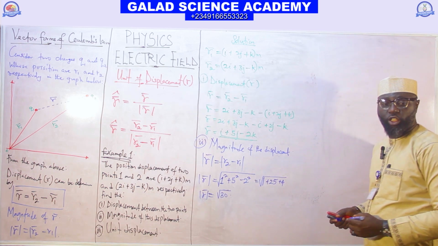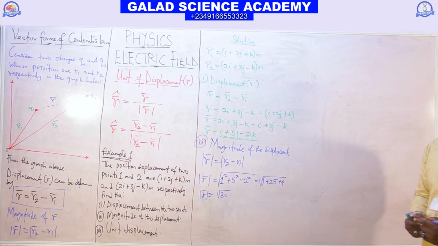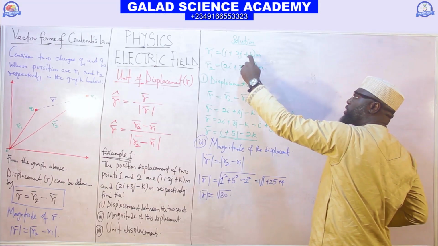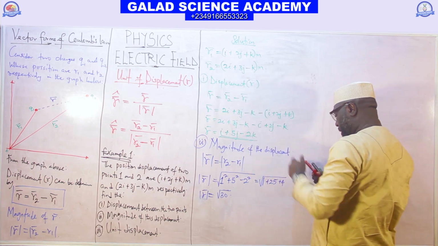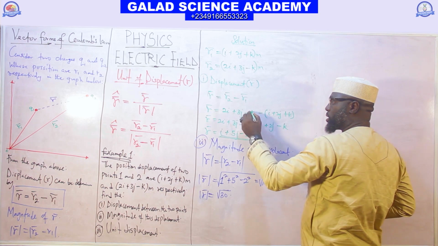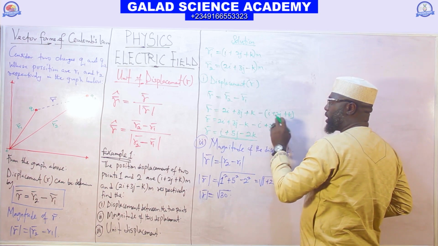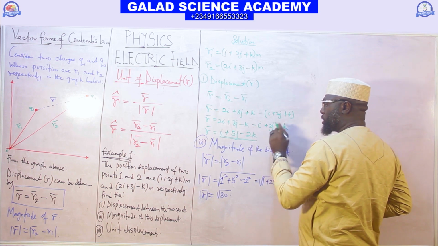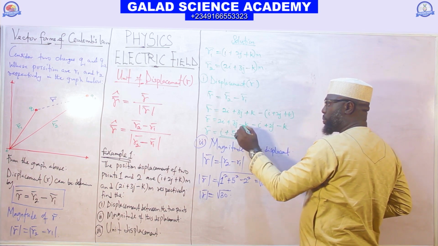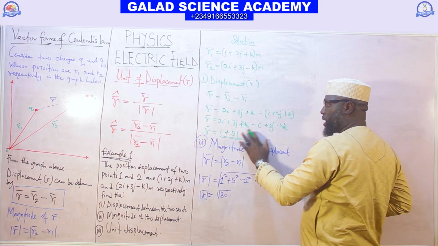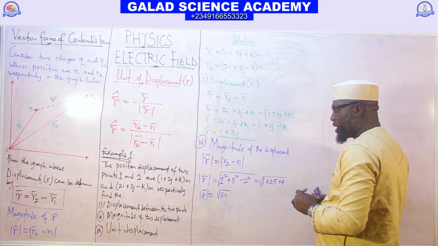Then what will be the unit vector? It looks like there is a mistake here. R1 is plus here, and I put minus. So I put minus, yes, here it will be plus. Later they will cancel each other here, and then there is no more k.